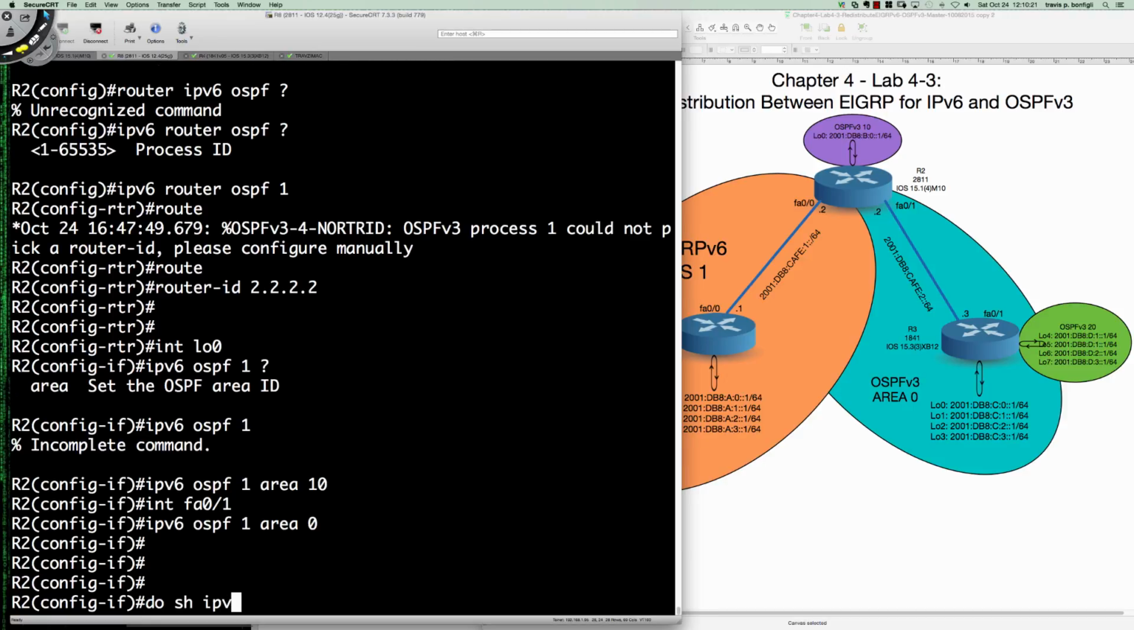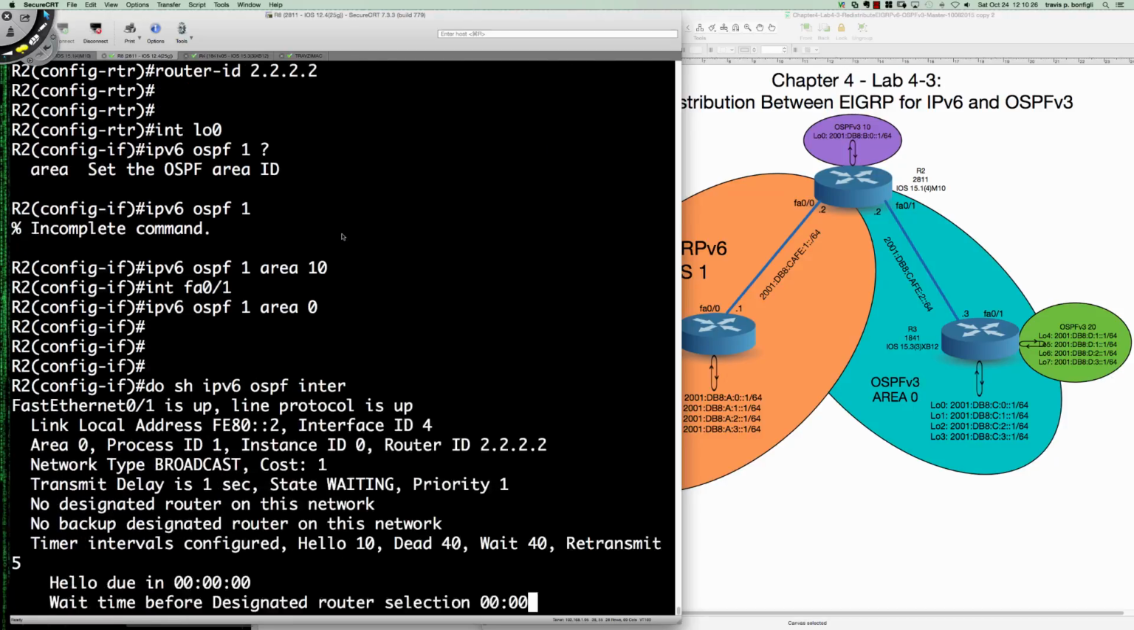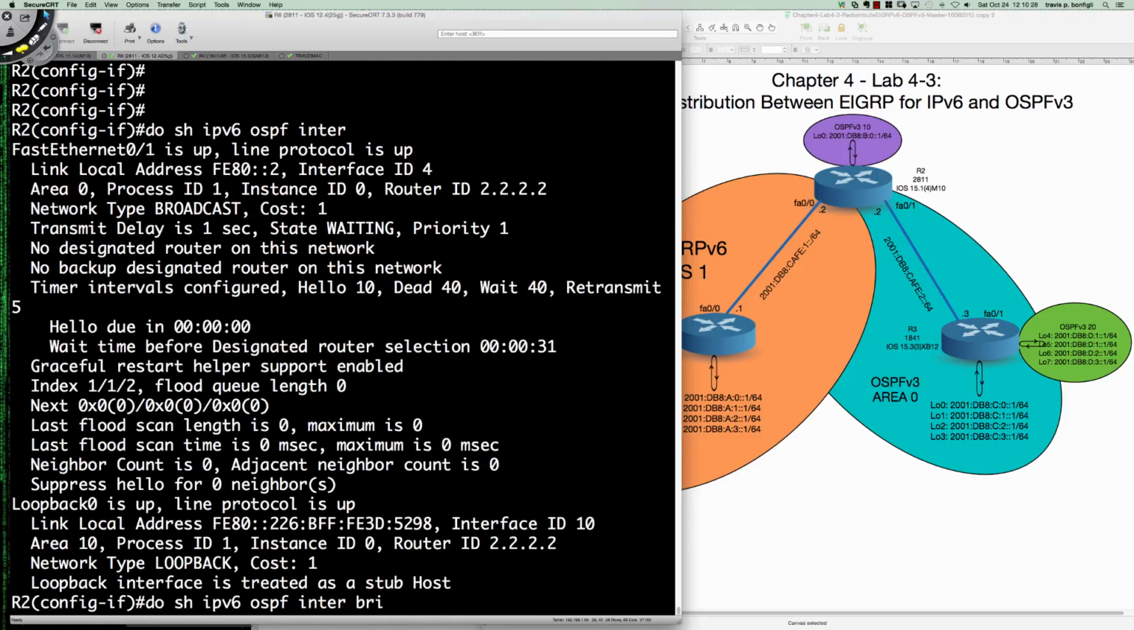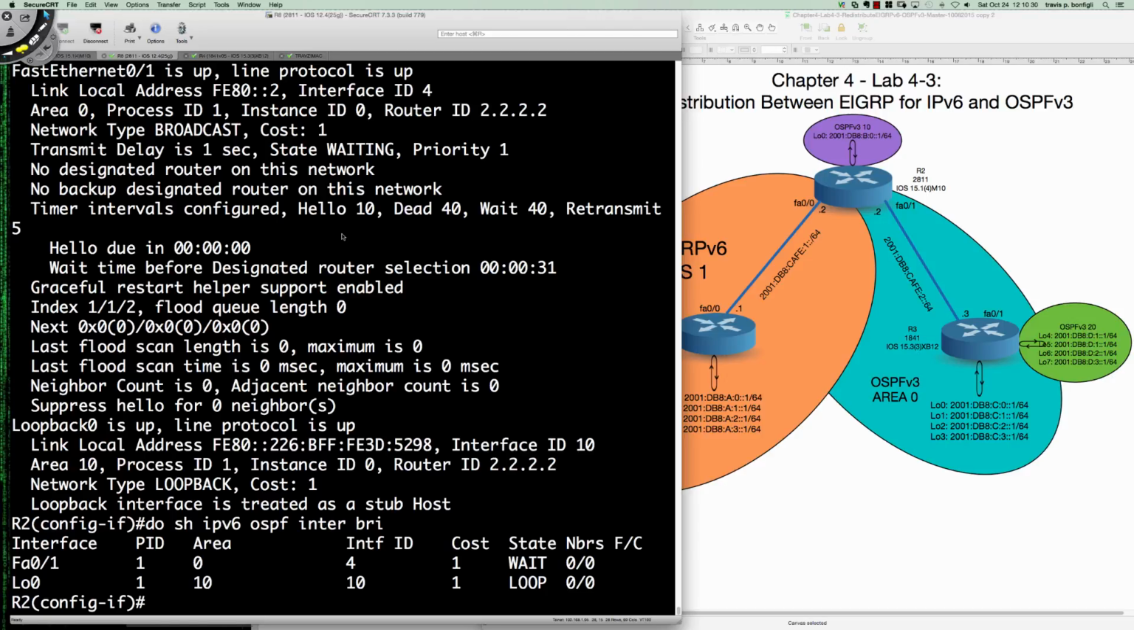So if I say do show ipv6 ospf interface brief, I apologize there, interface brief, you can see we've got OSPF running on 2 interfaces. We've got the FA0/1 interface and the loopback interface. FA0/1 is going to be area 0, and the loopback interface is simply going to be area 10.